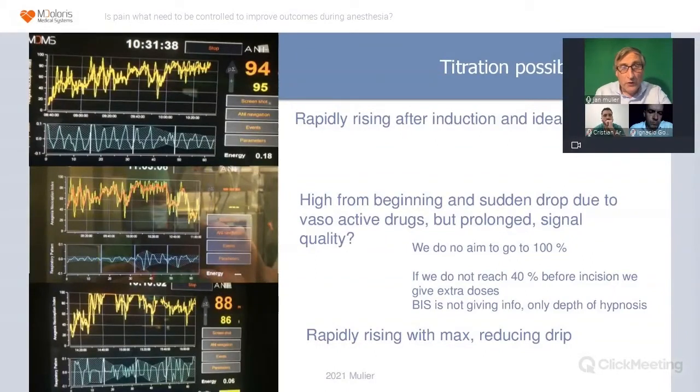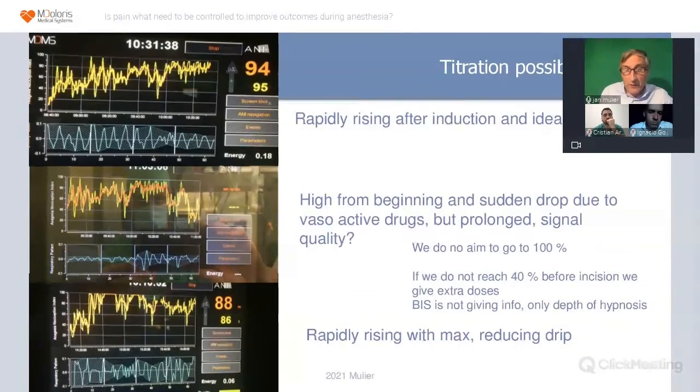And just 3 other examples. Rapidly rising, that's what you hope for after induction, that's the ideal. So in this case, I didn't have to give anything extra and we were right on the way. This patient started already good, was high, but suddenly dropped. It could be due to vasoactive drugs. It could also be that the signal quality was bad, so that's the other problem here. So don't always rely on it and say, oh, I have to give an extra bolus. Check the other factors. It could be a real painful stimulus from the surgeon.